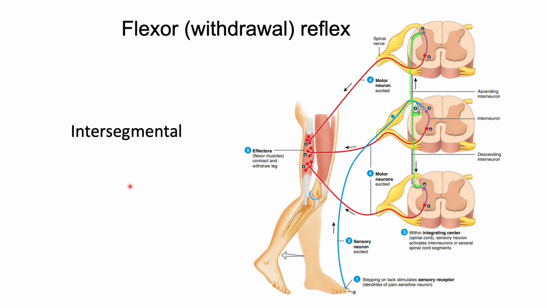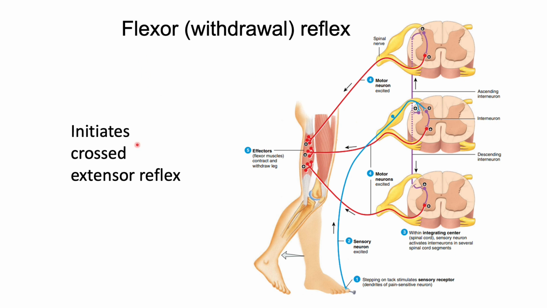The flexor reflex is an intersegmental reflex. It has to activate different skeletal muscles, so on different segments of the spinal cord. But it's still an ipsilateral reflex. All of the signals are on the same side.